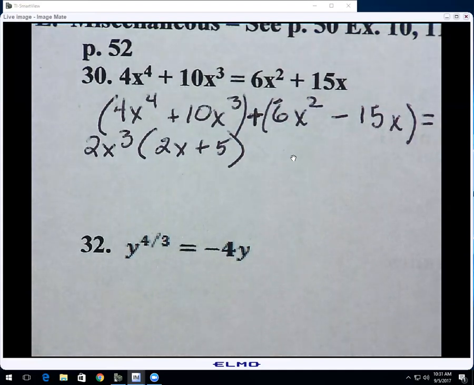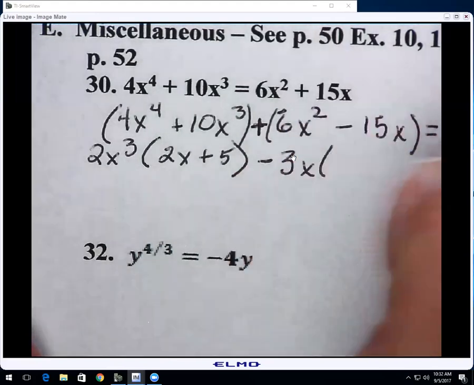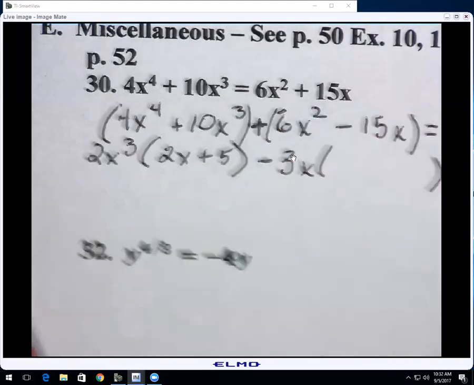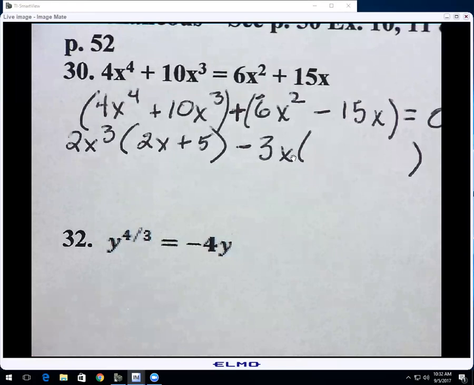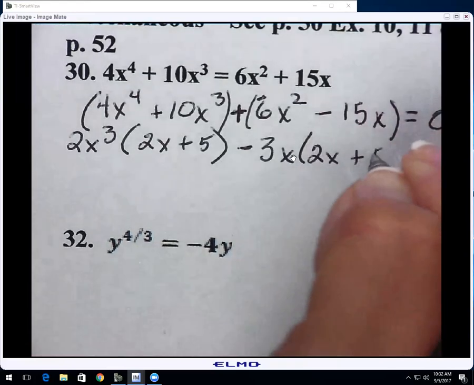What could I factor out of the second group so that I would also have a 2x plus 5 left in parentheses? And I have to factor out the negative if I want to be left with the same thing inside this second parentheses that I have inside the first parentheses. Say negative 3x. Negative 3x is the GCF of that second group. And if I factor out a negative 3x, that does leave me a 2x plus 5.